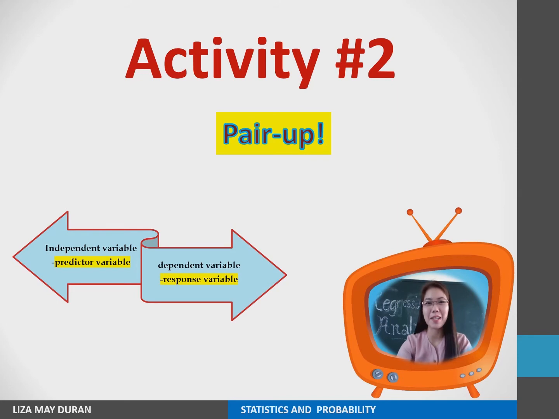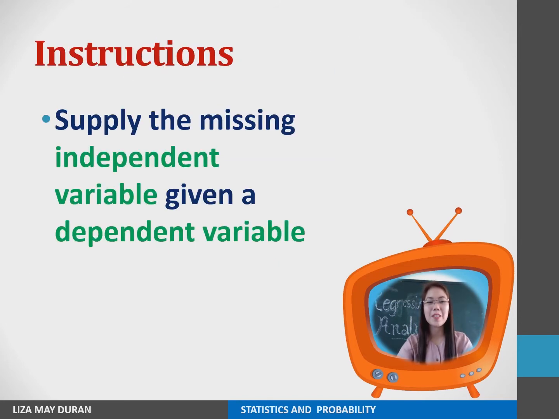In our second stop, you'll find a partner to accomplish the task, because this task goes with the saying that 2 is better than 1. This activity will give us an idea on the type of variable used in the study, whether it is independent variable or dependent variable. For the instructions, you're going to supply the missing independent variable with a given dependent variable.